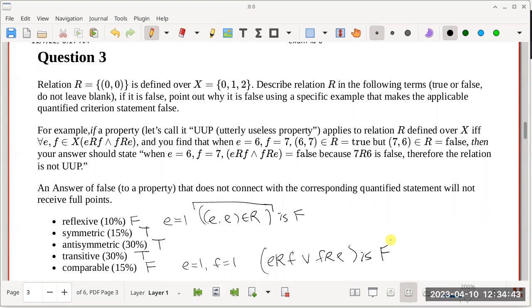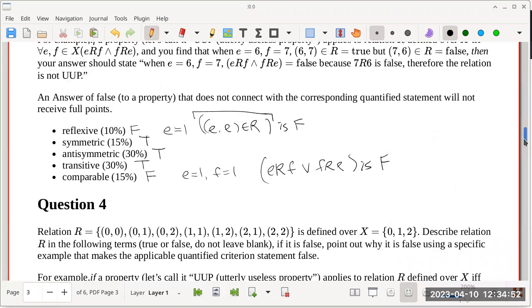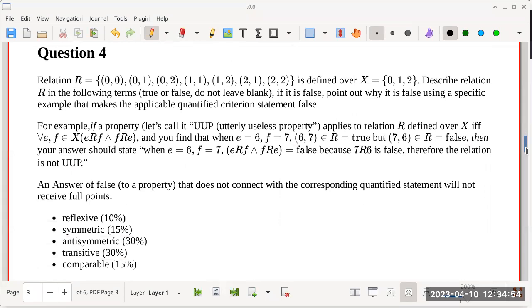Alrighty. Any questions about number three? So we have seen three examples of the same type of question. Let's check out the next one. So the next one is a little bit longer. It's got a lot of stuff in it.